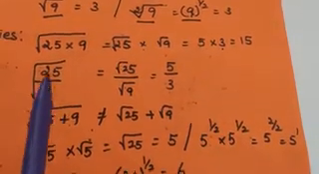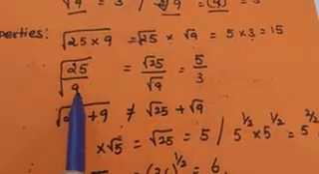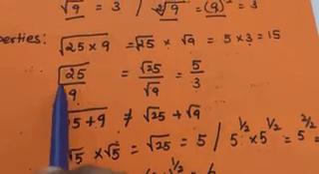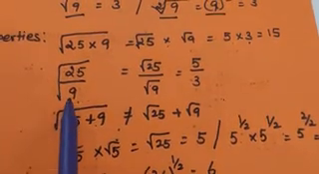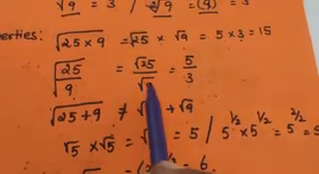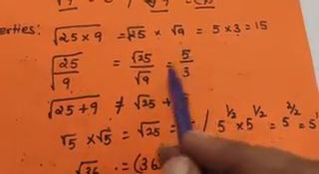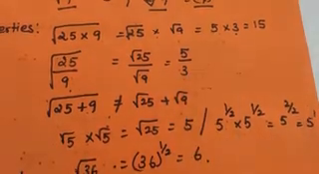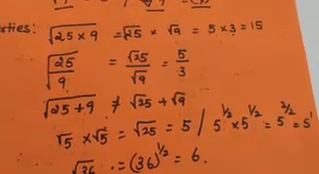The same way, if it is in division, then also we can write it separately. That is, root of 25 upon 9 means we can write it as root 25 upon root 9. We can make it separate. Again, root 25 value is 5 and root 9 value is 3. So the answer is 5 by 3.